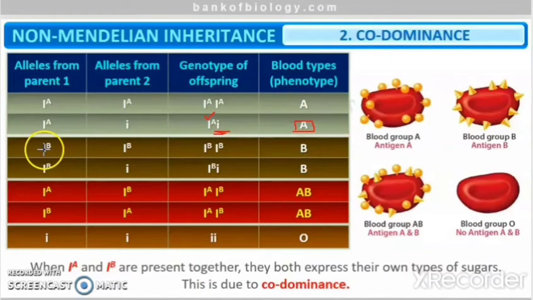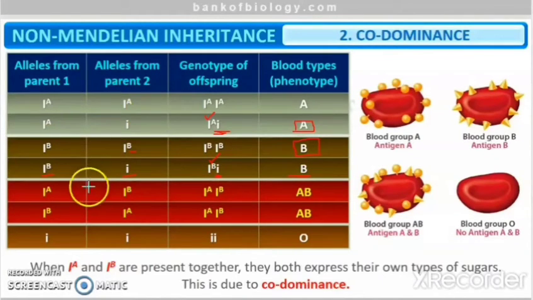Now, if capital B is from one parent and again capital B from the second parent, then the genotype will be capital B capital B and the phenotype will be B, which means the blood group will be B. And if from one parent it is capital B and from the other parent it is small i, it gives rise to the genotype capital B small i. We know that capital B and capital A are always dominant over small i, so this small i will not get expressed and it gives rise to blood group B.